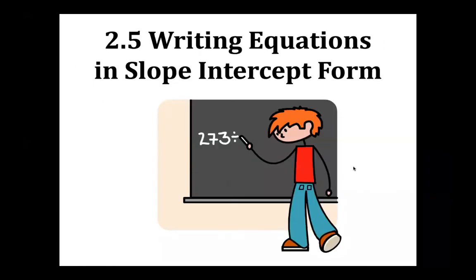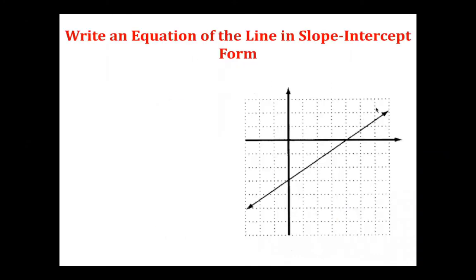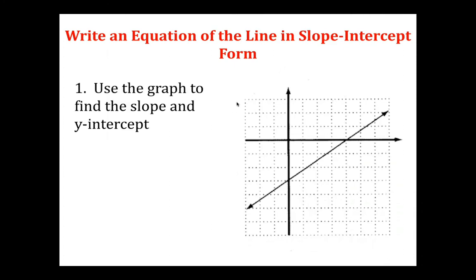Now we can begin lesson 2.5, which is learning how to write equations in slope-intercept form. We're going to do this with a graph. So given a graph, we're going to learn how to create a linear equation written in slope-intercept form. So you have 2 steps to this. The first being to use the graph to find the slope and the y-intercept.